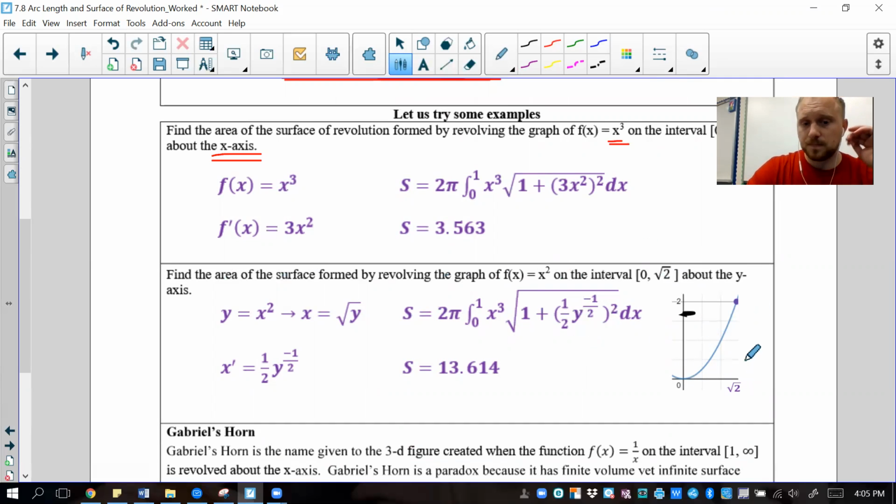And then from there, we can put it in terms of y, because this is being rotated around the y-axis. You'll notice that this arrow is telling us that we're rotating it around the y-axis, so this needs to be in terms of y.